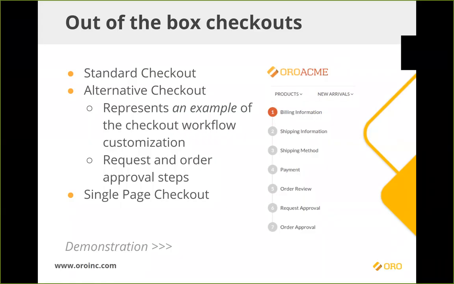So let us start from the standard checkouts we have out of the box, and we have three. The first one is a standard checkout, which consists of only 5 steps. Then we have an alternative checkout, which represents an example of the checkout workflow customization.